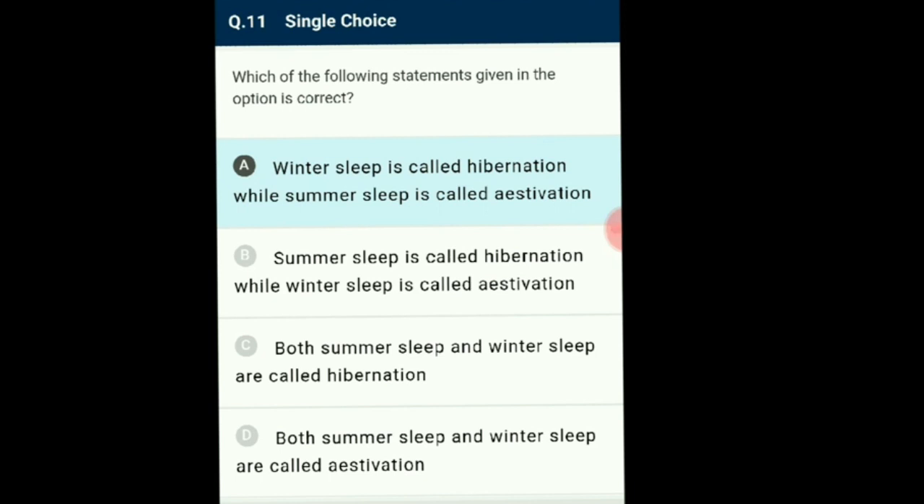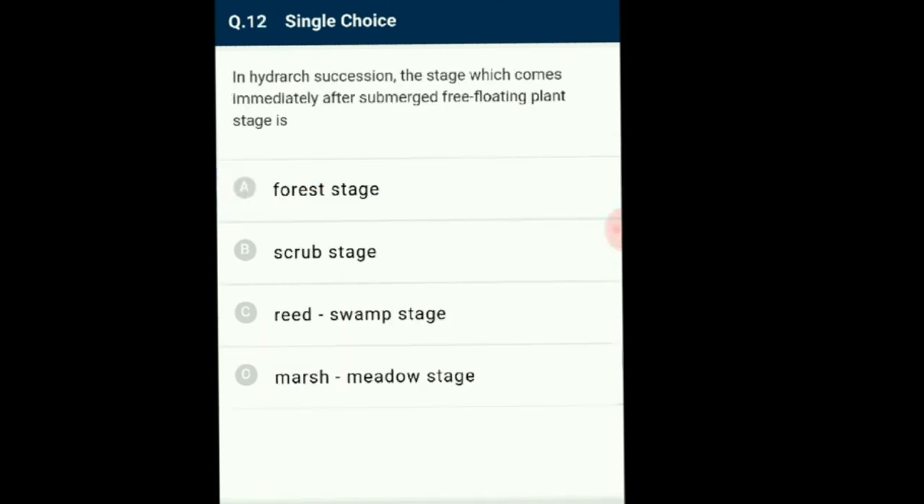Winter sleep is called hibernation while summer sleep is called estivation.